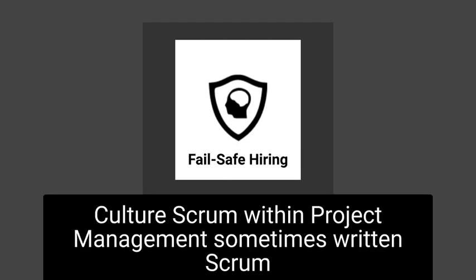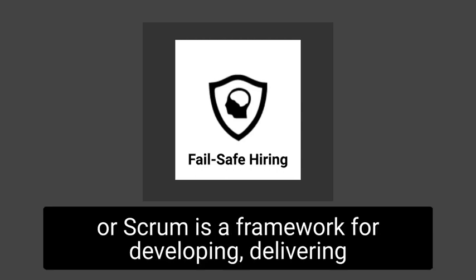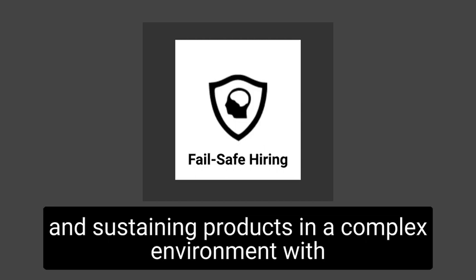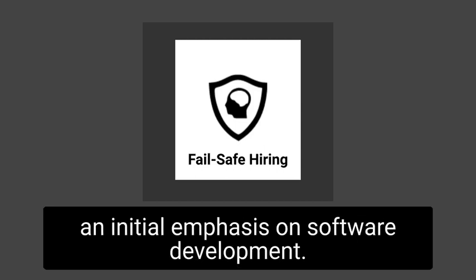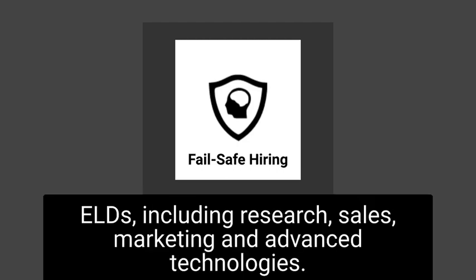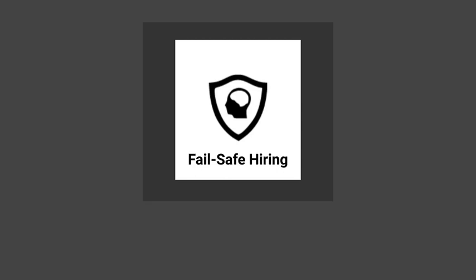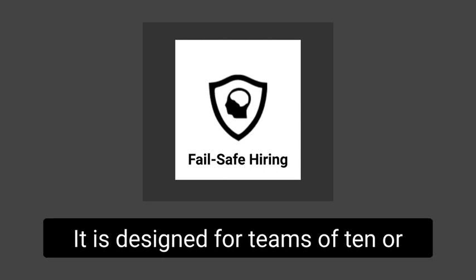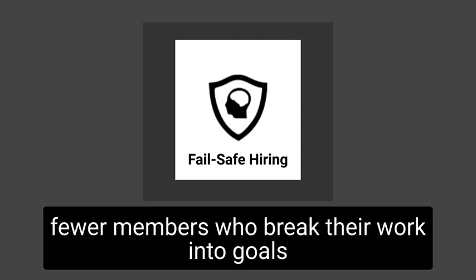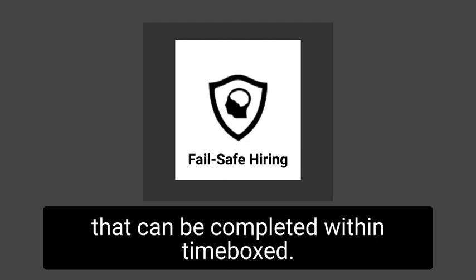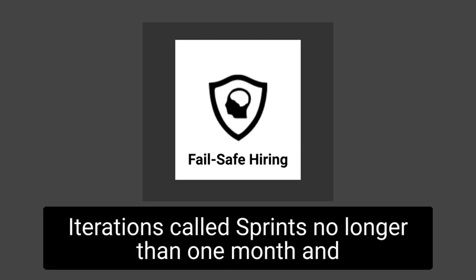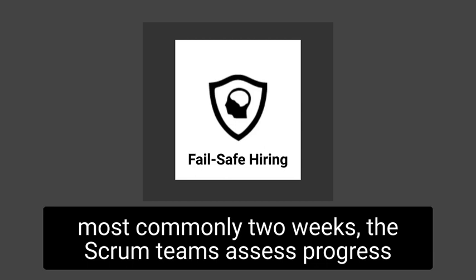Scrum. Within project management, Scrum is a framework for developing, delivering, and sustaining products in a complex environment, with an initial emphasis on software development, although it has been used in other fields including research, sales, marketing and advanced technologies. It is designed for teams of 10 or fewer members, who break their work into goals that can be completed within time-boxed iterations, called sprints, no longer than 1 month and most commonly 2 weeks.